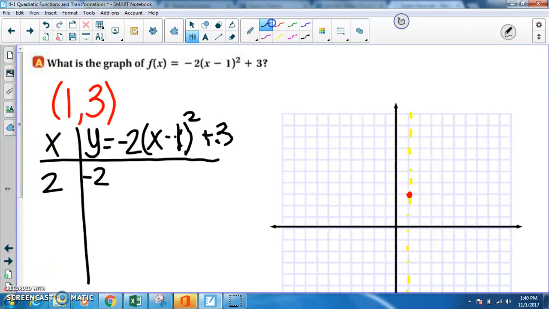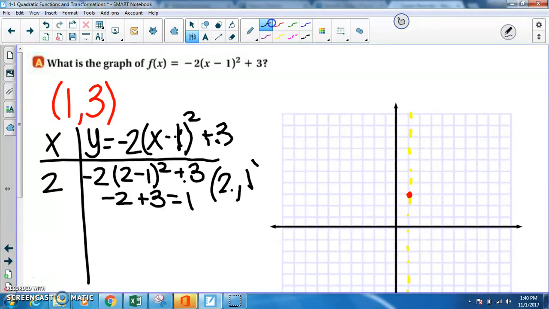Therefore, negative 2 times 2 minus 1 squared plus 3. 2 minus 1 is 1. 1 squared is 1. 1 times negative 2 is negative 2, plus 3, which is equal to 1. Therefore, I have my first point at 2, 1.